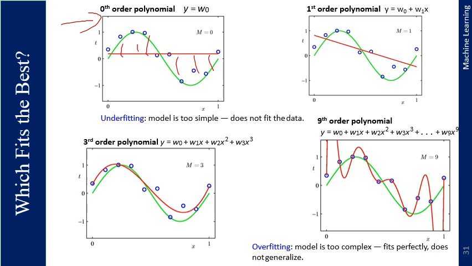In machine learning terms, this is underfitting. This means the model is too simple. That means it does not fit the data or capture the details. The case is similar for the first order polynomial, which is the linear equation w0 plus w1x, and again it is a straight line which has different errors.